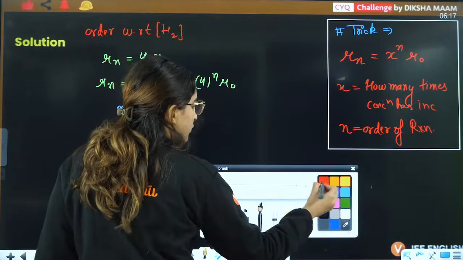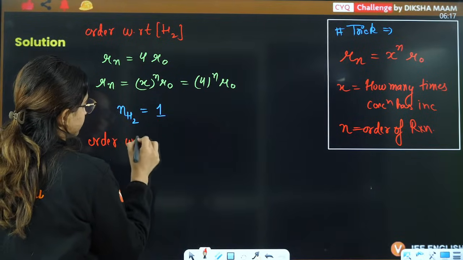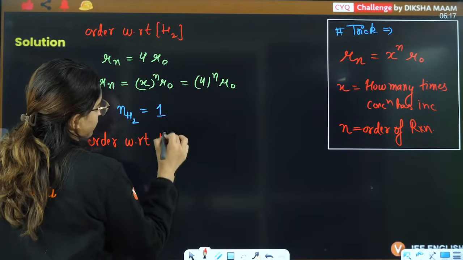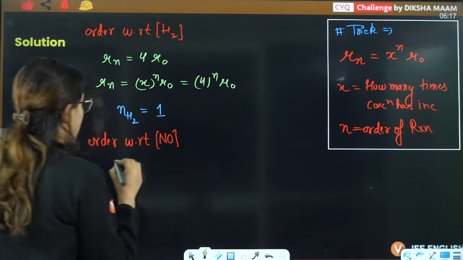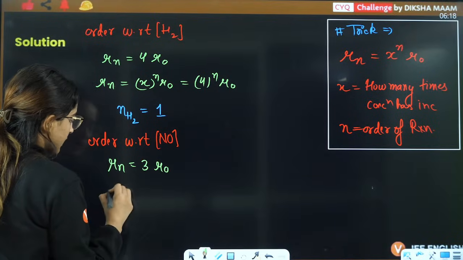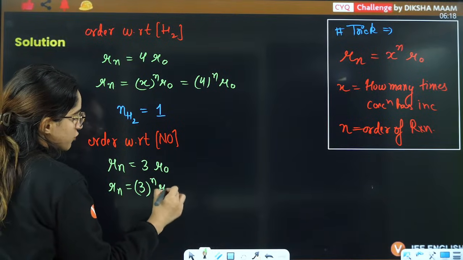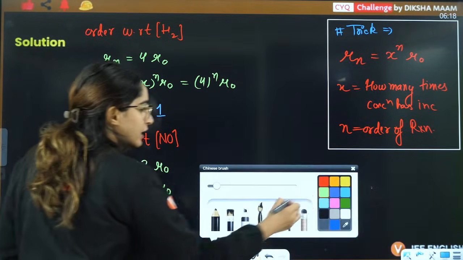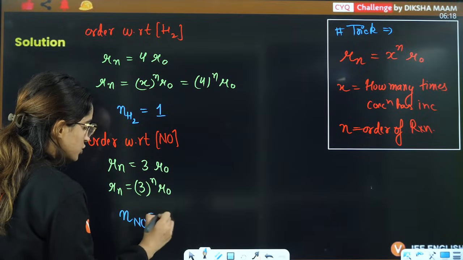Even with NO, the order with respect to NO, you can see this over here. New rate is equal to 3 times old rate, and new rate is equal to 3 raised to power n times old rate. That means we can say n with respect to NO is also 1.